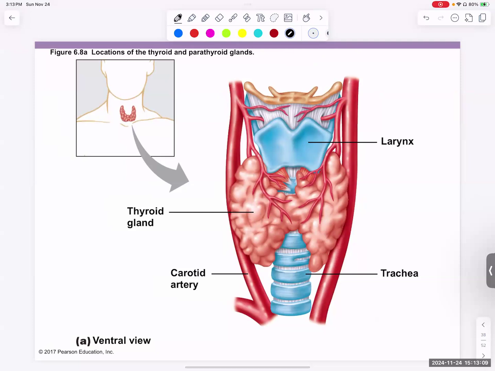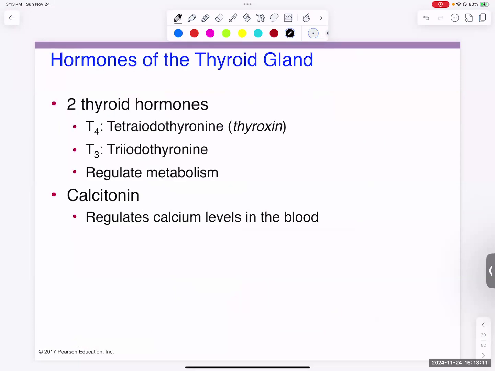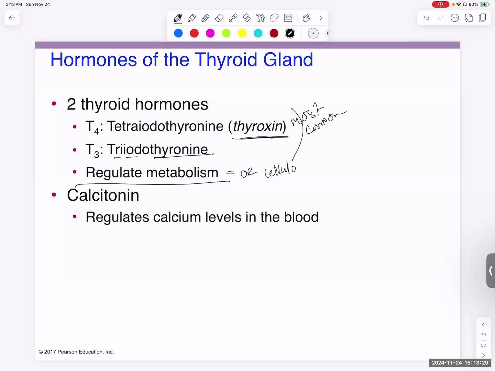Last, I'm going to talk about thyroid, since it's our metabolic hormone. T3, T4, thyroxine is T4, and then triiodothyronine. This is the most common. They do the same thing. They both regulate metabolism or cellular respiration rate in cells. Also, calcitonin regulates blood calcium levels.